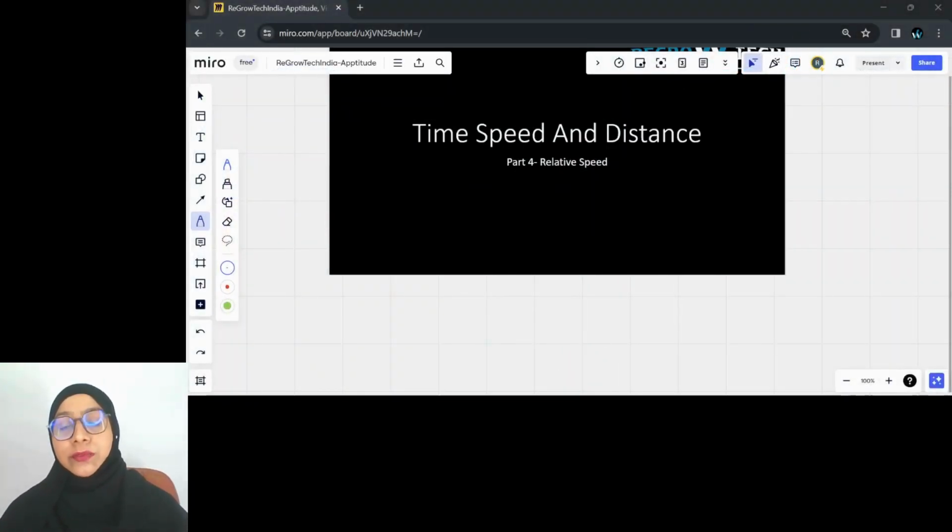So, first of all, let's talk about what is relative speed. Relative speed is simply the speed of an object with respect to another object while both these objects are moving, right? So, let's talk about what kind of cases can occur when we are talking about relative speed.